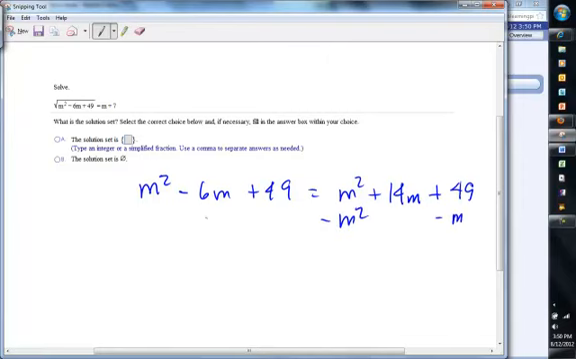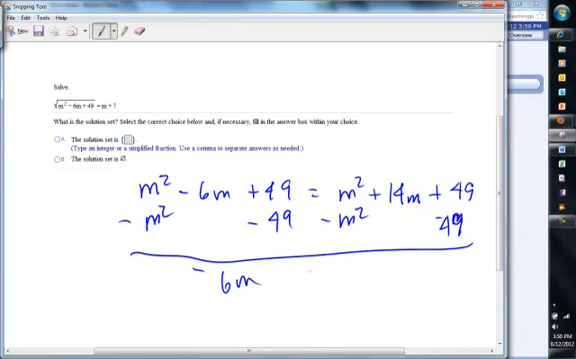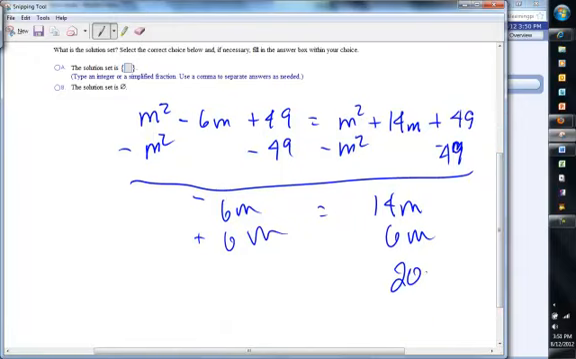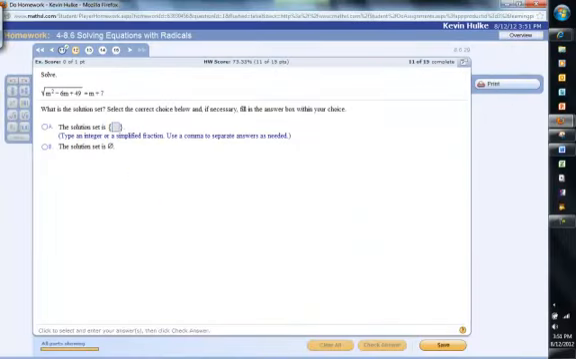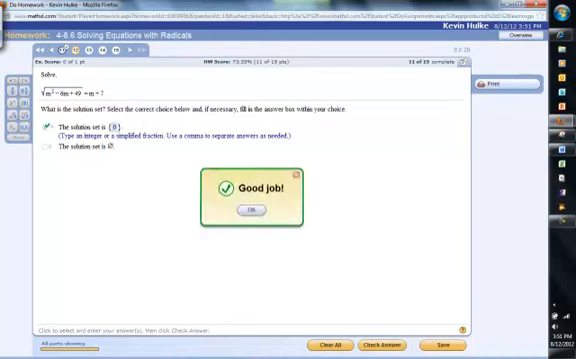Subtract 49 from both sides, and you get negative 6m equals 14m. In other words, add 6m to both sides. You get 20m is 0, which means m is 0. So we would say 0 is our answer.